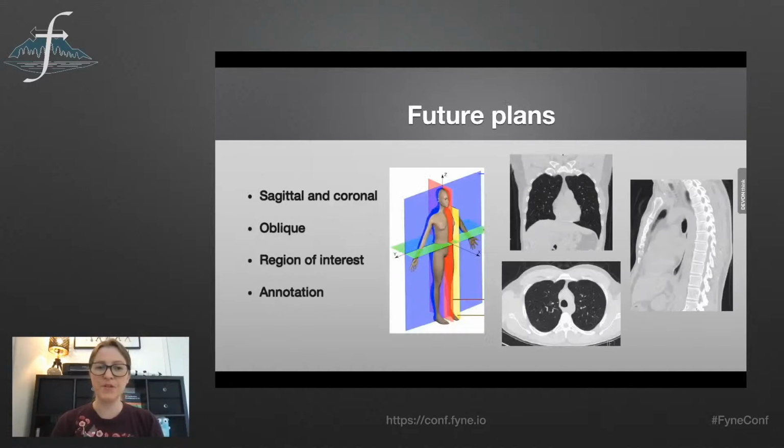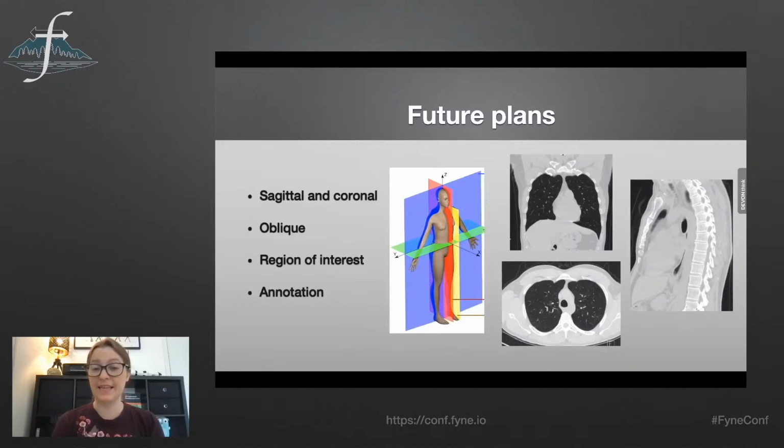So our future plans. We want to use our Fyne viewer to look at images in lots of different ways. So axial, going up and down through the body is one way, but we also want to be able to look sagittally and coronally through the body, so looking at it from the front or looking at it from the side. And we also want to be able to look at it from any angle.